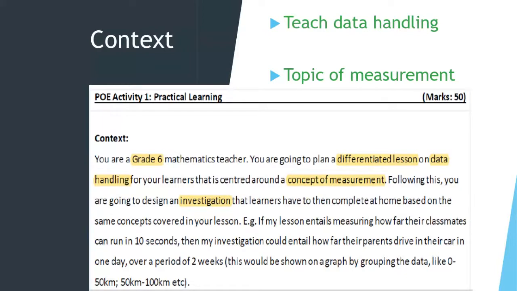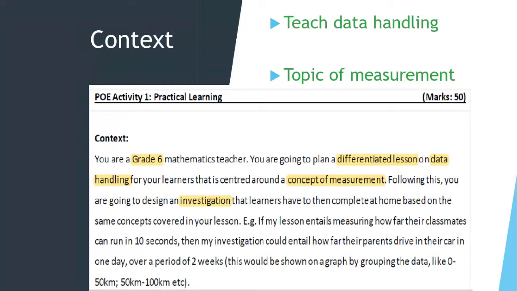Your context will be a topic from measurement. And as you can remember, our measurement content area is divided into 6 different topics. The first one is length. Then we also get mass. We get volume and capacity. We get temperature and time. And then the 6th one is the history of measurement, which you can also use, but I would suggest one of the other 5 topics.